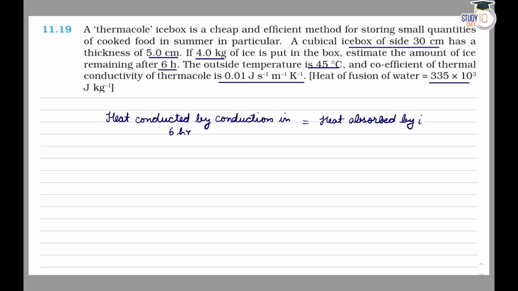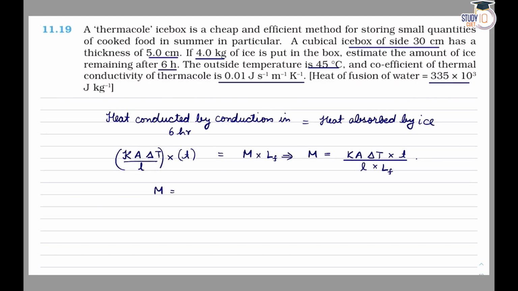by ice. Now the amount of heat conducted in 6 hours: the rate of heat flow, we know, is KA delta T by L. This is the rate of heat flow. If I multiply with time, this gives me the total heat conducted in time t. And that should be, let us suppose the mass of ice melting is m, into latent heat of fusion of ice. That gives me the mass of ice which has melted equal to KA delta T into t divided by length into latent heat of fusion.